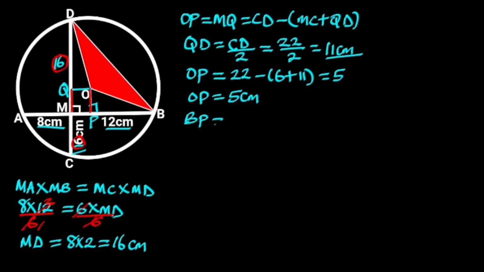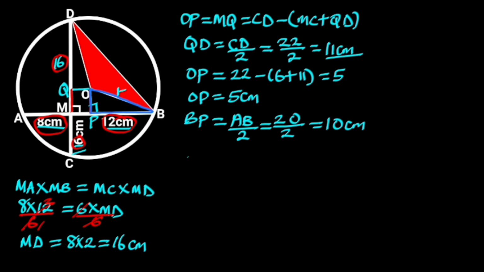BP equals AB divided by 2. Reason: a line from the center of a circle that is perpendicular to the chord also bisects the chord. But AB is 8 plus 12, which is 20, and 20 divided by 2 is 10 centimeters. Now that we know the value of OP and BP, we are going to apply Pythagoras' theorem in triangle BOP to find BO, which is the radius of the circle.